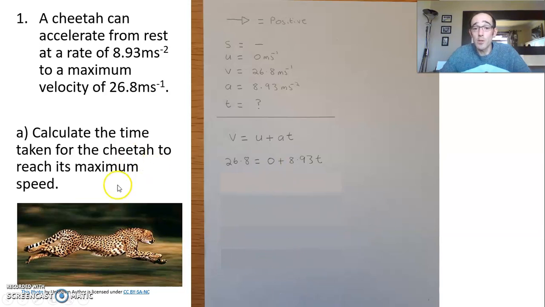So once you've substituted your values, we then just simplify the equation. So 26.8 equals 8.93t, and then if we divide both sides by 8.93, we get t equal to 3.00 seconds. So time is a scalar quantity, so no direction required. And also notice we've given 3 significant figures because we're given 3 significant figures in the question.